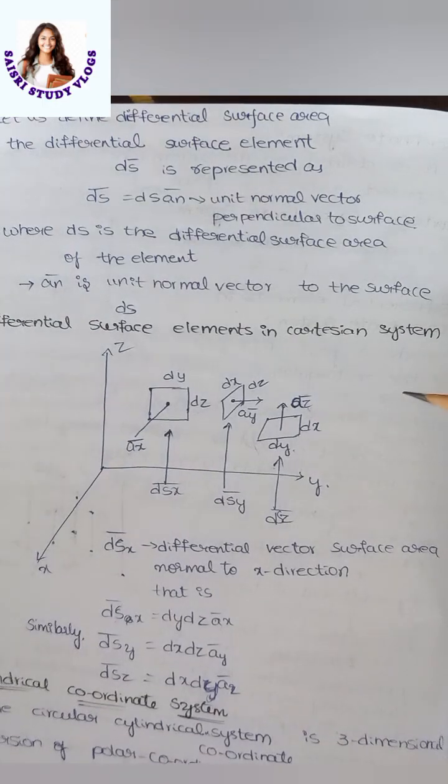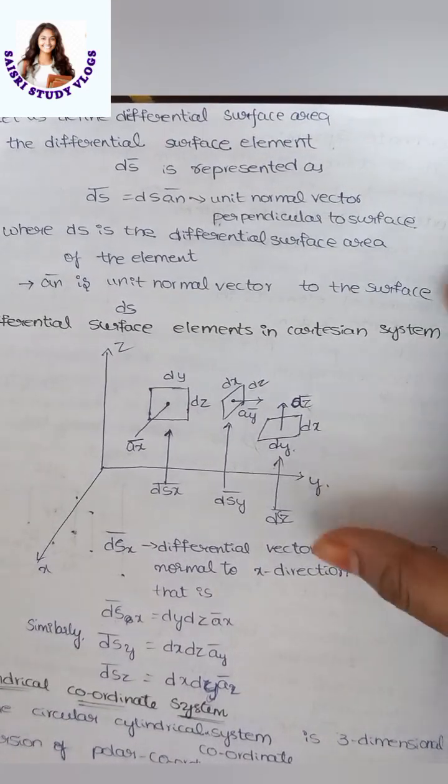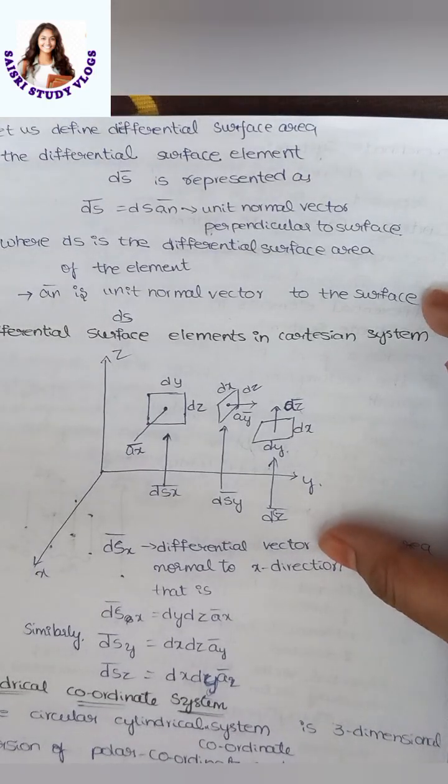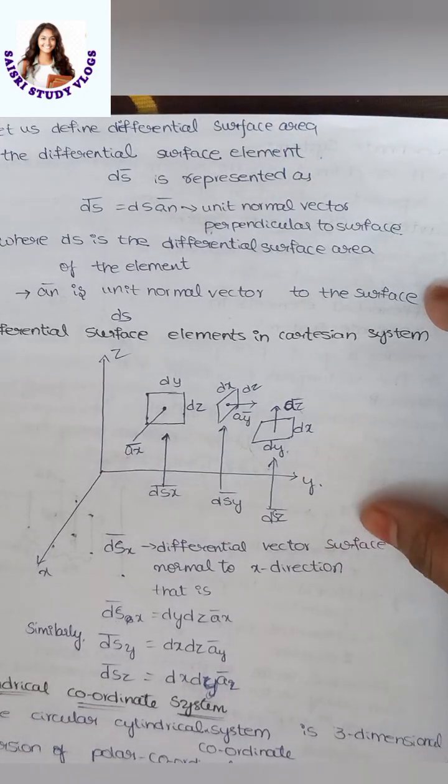In the next video, let us see the cylindrical coordinate system, the differential surface elements, volume changes, etc. So this is for the Cartesian system, where we have x, y, z. If you understand this concept, then you can understand the cylindrical coordinate system better.